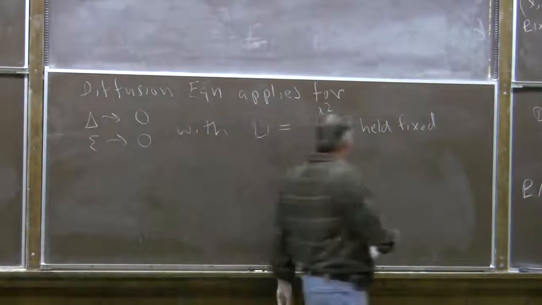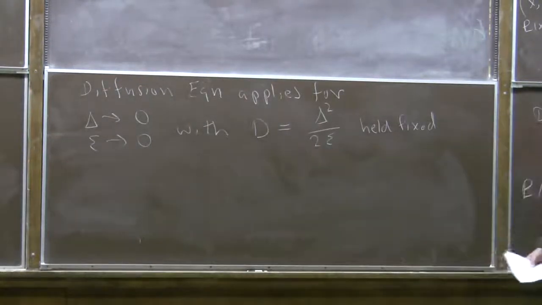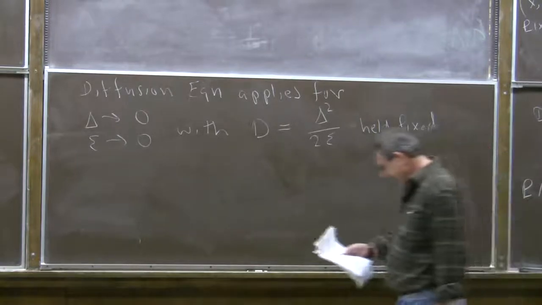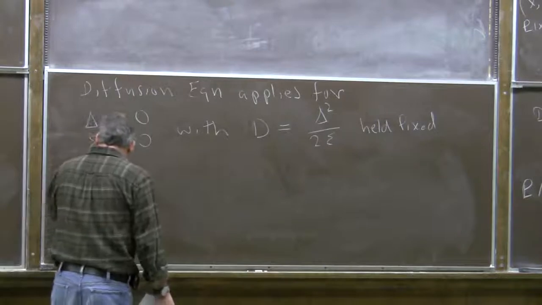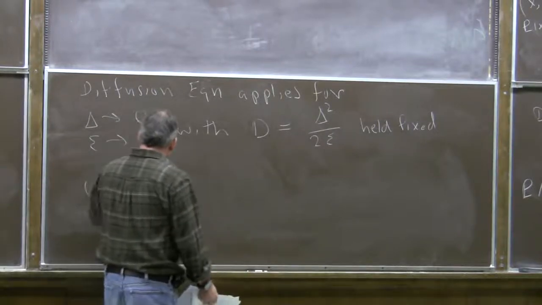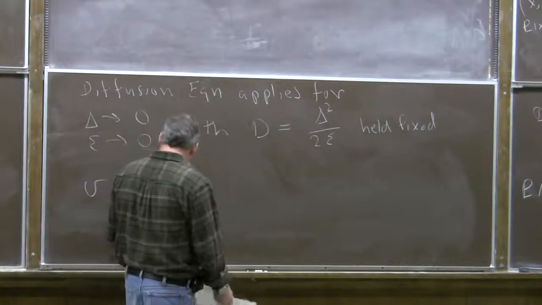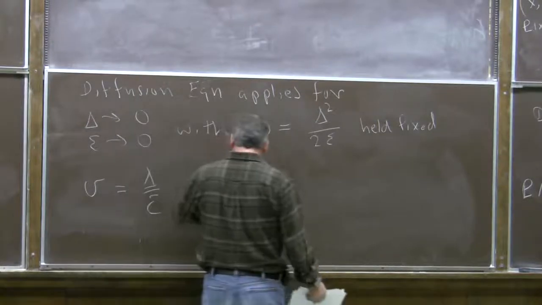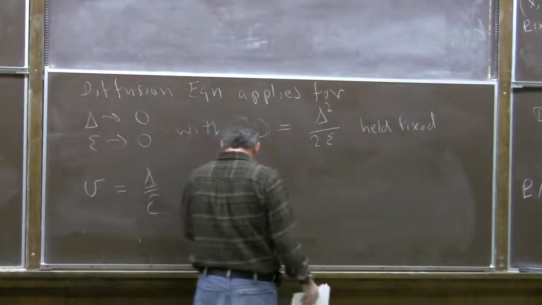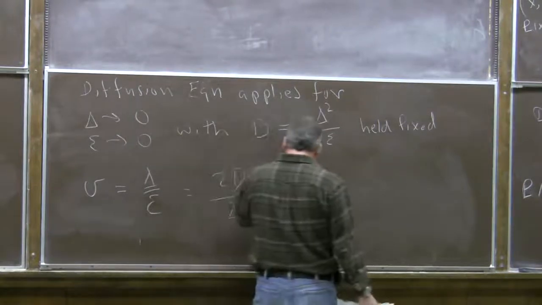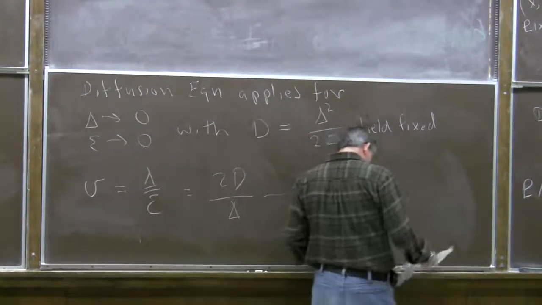Now something that's kind of weird about this is that when we take this formal limit, the speed, delta over epsilon, is behaving like the diffusion constant, which we're holding fixed, divided by delta. So the speed is actually going to infinity.